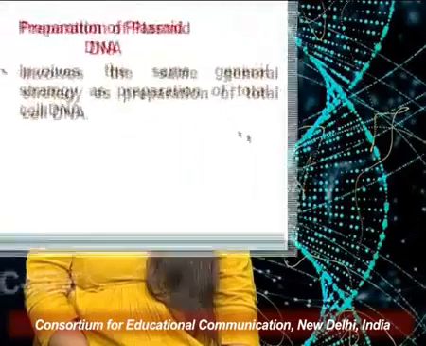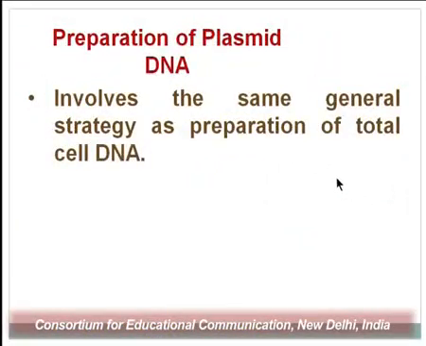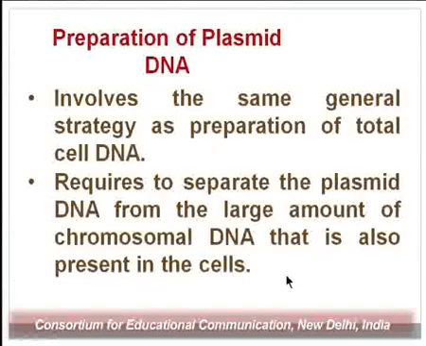So the basic generalized strategy for the preparation of total cell DNA remains the same. There will be growth of bacterial culture, harvesting of the cell culture, lysis of the cells to release the contents, and steps such as the purification of the plasmid DNA or precipitation and concentration of the plasmid DNA. So the generalized strategy remains the same. The extra step that it requires is to separate the plasmid DNA from the large amount of chromosomal DNA that is also present in the cells. We do not need the genomic DNA or the chromosomal DNA, but we only need the purified plasmid DNA.